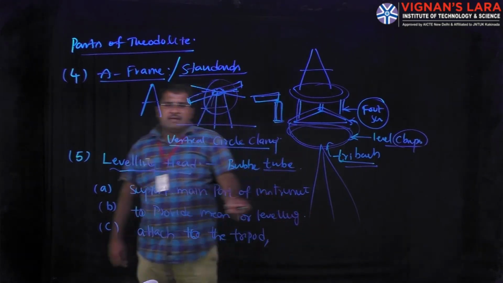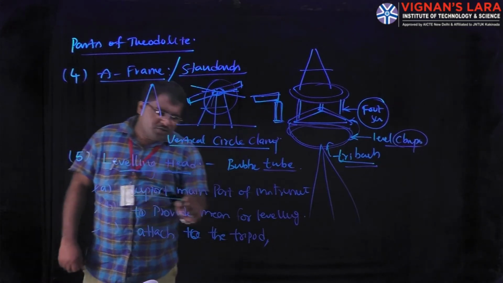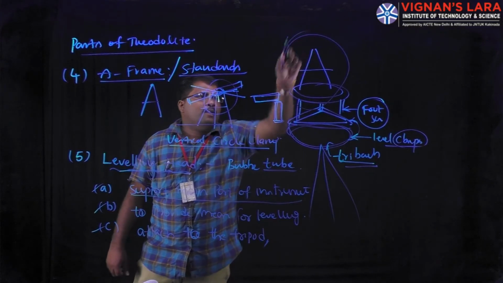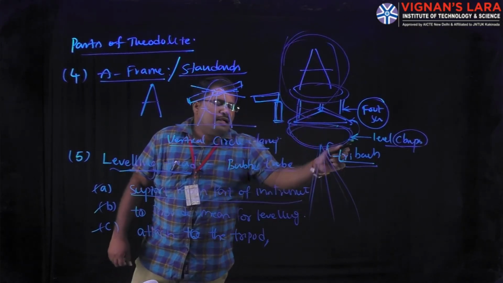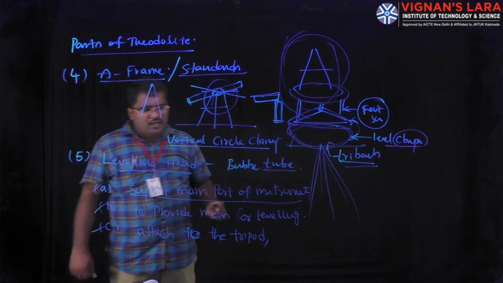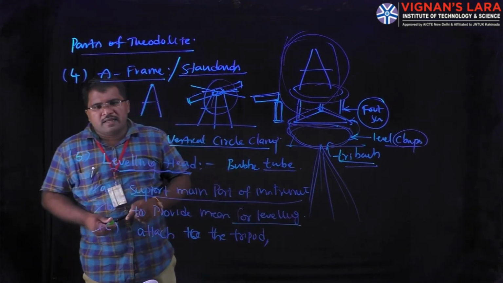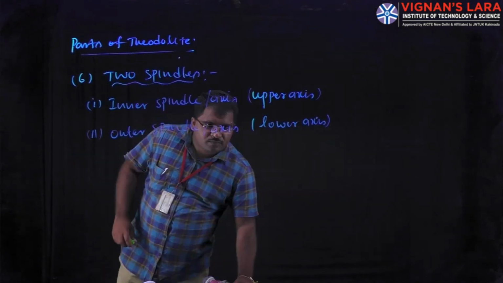This leveling head mainly has three functions. One is that it supports the main part of the instrument, the whole instrument. We also attach it to the tripod with the help of this leveling head only. And this leveling head is also used for leveling the instrument. Next we will see the sixth part.